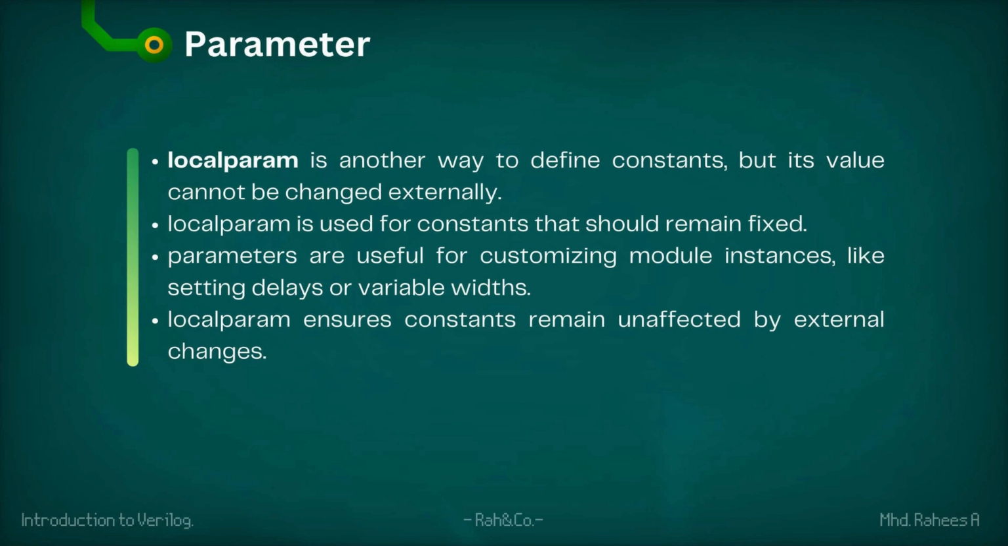Another way to define constants is by using localparam. The syntax is localparam constant_name = constant_value. A localparam is similar to a parameter, but its value cannot be changed externally. It is useful for defining constants that should not be modified. While parameters are typically used to customize module instances, such as specifying delays or the width of variables, localparam ensures the constant remains fixed and unaffected by external overrides.